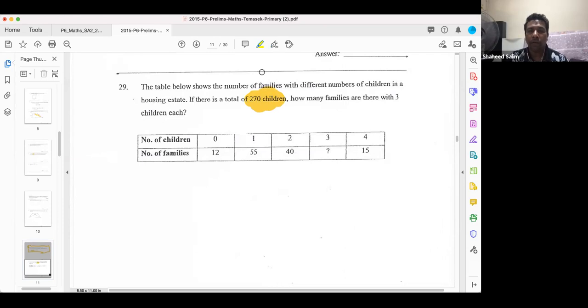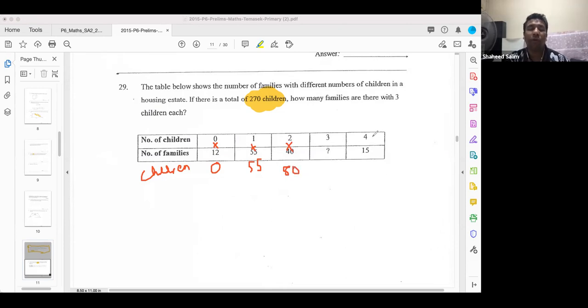What do you mean count the number of children? 12 families got 0 children. How many children are there? Each of the family got 0 children. So 0 lah, 0 times 12. You must do like that. 55 families got 1 child. So how many children are there? 1 times 55. 40 families got 2 children. Each family got 2, you must times 2 lah. So you get 80 down here.